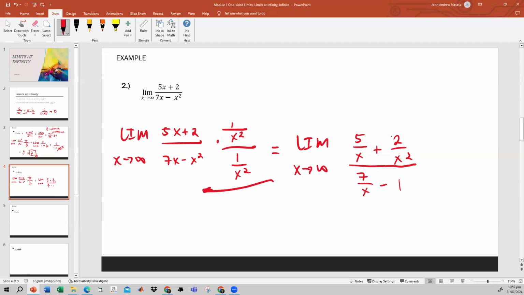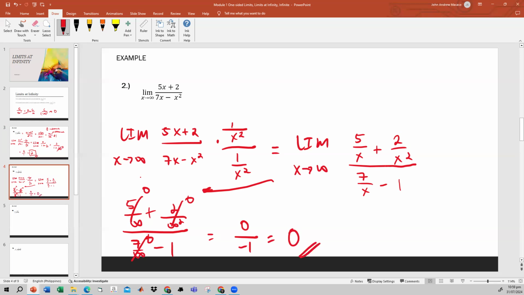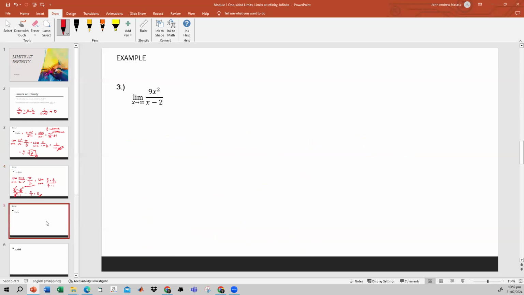Then, if you try to solve this by evaluating the limit, this will lead to 5 over infinity plus 2 over infinity squared, over 7 over infinity minus 1. So again, please do take note that if you have a constant over infinity, it's always 0. So this will become 0. This will become 0 as well. So this will lead to 0 over negative 1. And of course, the value of this will become 0. Okay, so I hope you get this now. Okay, proceed now to the next example.